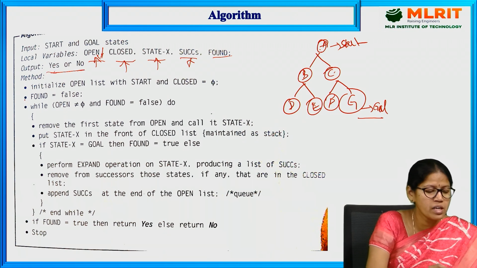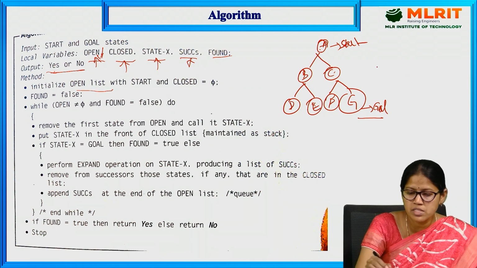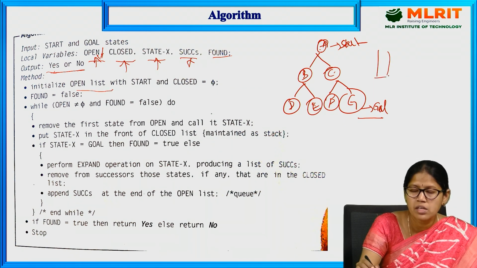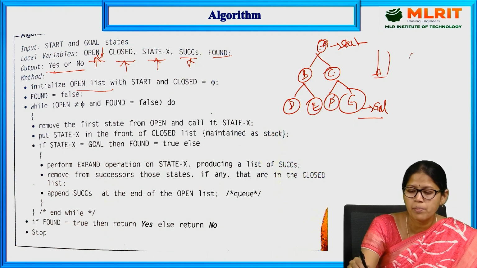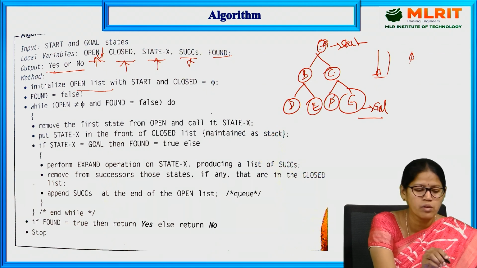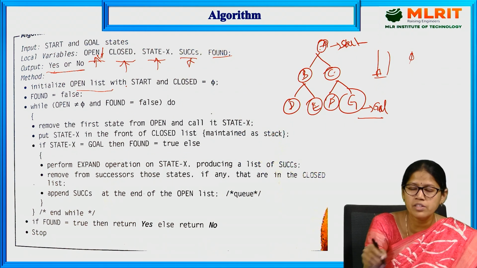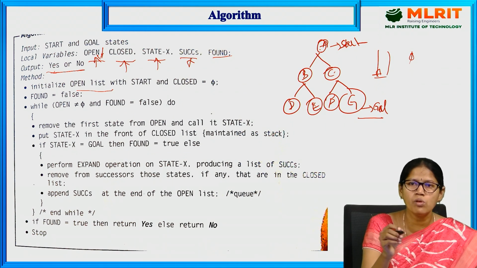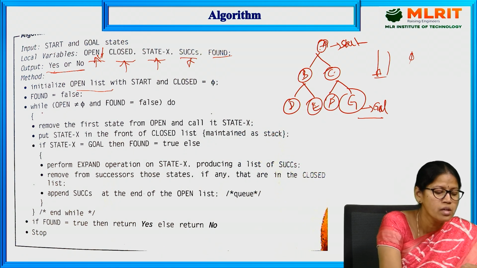Let's see the method. Initialize the open list with the start node. So there is an open list. In that, first initialize the start node, that is A, and closed is empty. Later, found equal to false. Initially it is found equal to false. We have taken it as false. Then we will compare each and every node with the goal node. Later we will change found to true or false.